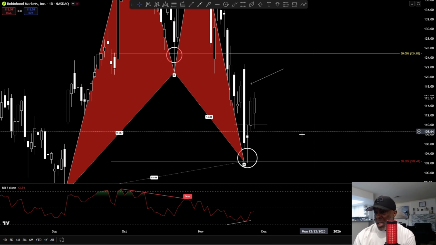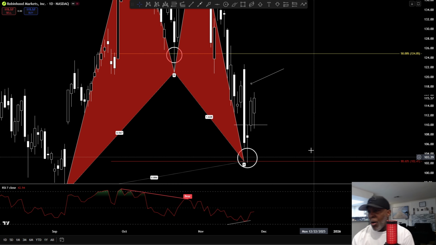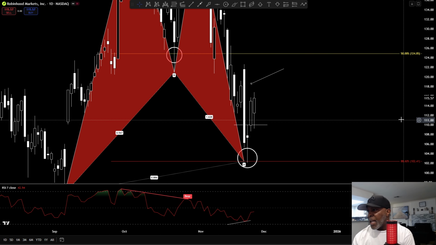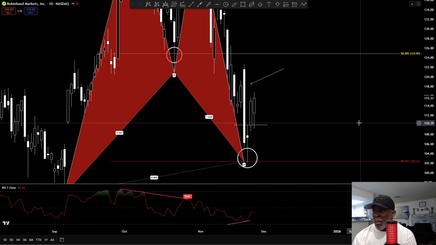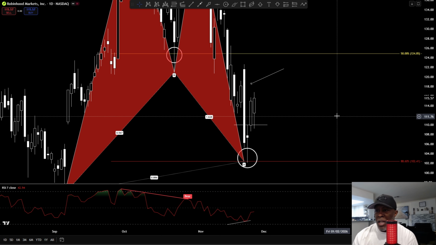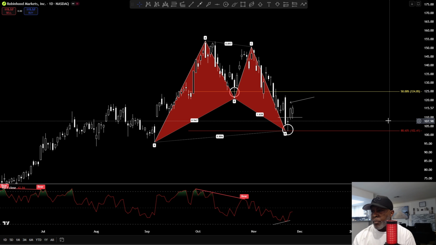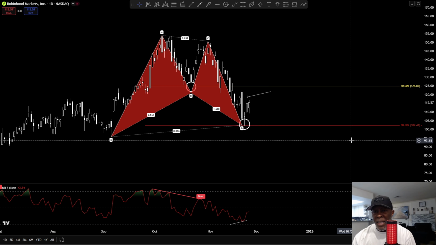At this time, yeah, so price filled way down there at 102, but since the fill of this pattern a couple of days ago, price action for Robinhood is at $115.57. So that handles the entry. Stops and targets would be pretty easy on this.